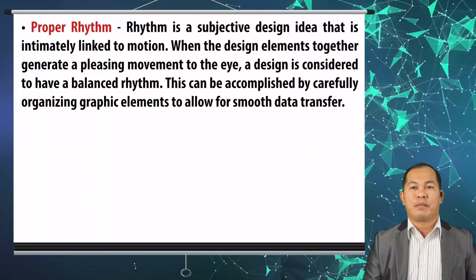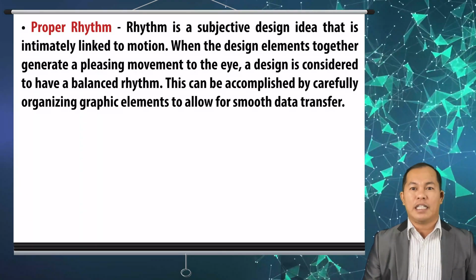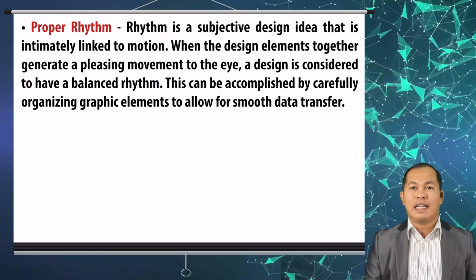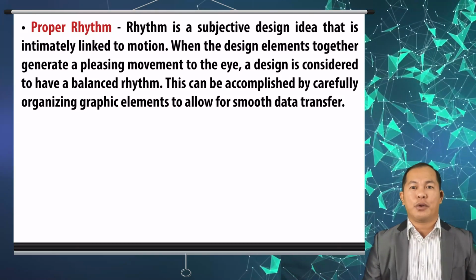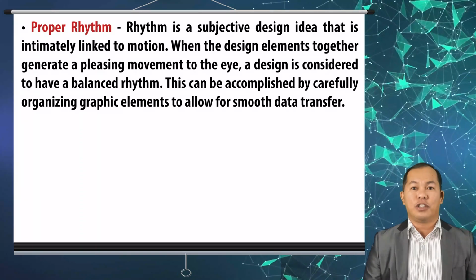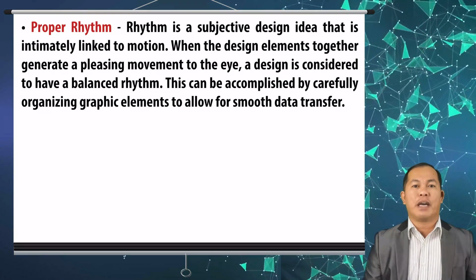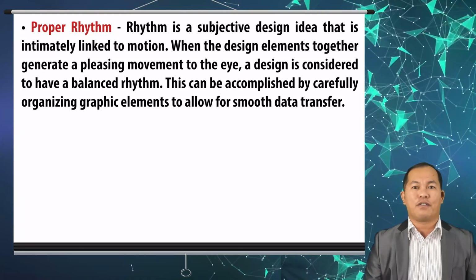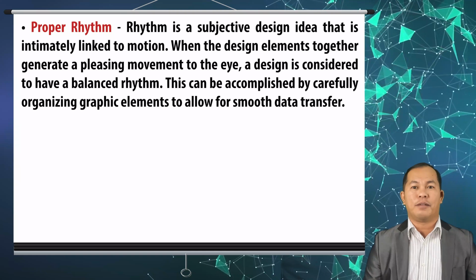Proper rhythm. Rhythm is a subjective design idea that is intimately linked to motion. When the design elements together generate a pleasing movement to the eye, a design is considered to have a balanced rhythm. This can be accomplished by carefully organizing graphic elements to allow for smooth data transfer.